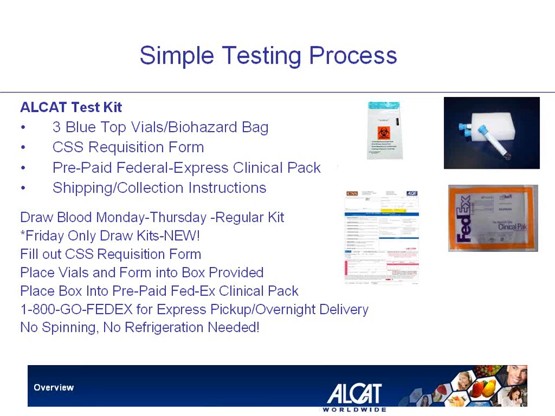You're going to fill out the requisition form that tells us which test panel you'd like to run on that patient, as well as the patient's name, date of birth, etc. You're going to place the vials and the form into the box provided, place the box into the prepaid Federal Express clinical pack that comes in every single test kit, and you're just going to call 1-800-GO-FedEx for an express pickup for overnight delivery. The prepaid packages, we pay for those. They have a stamp on them already.